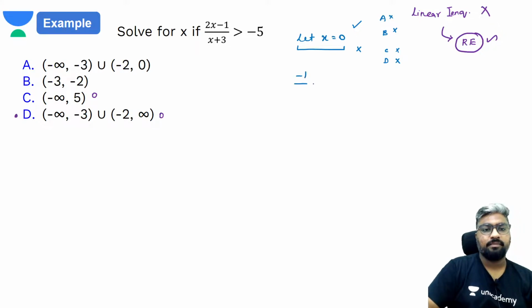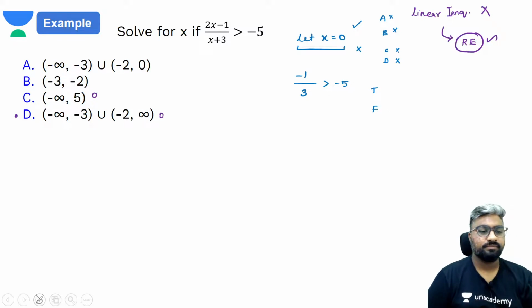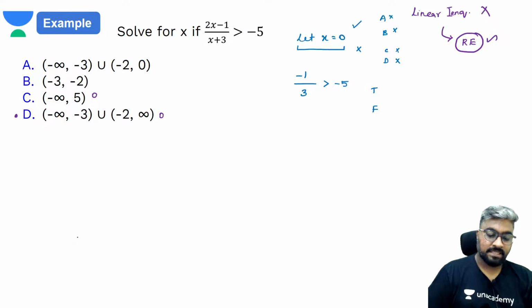2 into 0 is 0, -1 by 0 plus 3 is 3. Is -1/3 greater than -5? True or not, guys? -1/3 greater than -5. Is it true or is it false? जल्दी से बोलो। It is true. Yes, it is true.